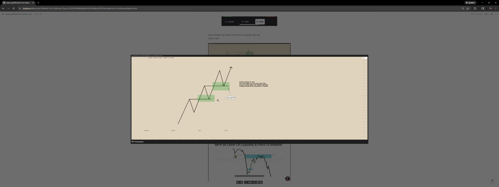The easiest way to spot it, just like in the other example I showed where I got stopped out, is where you just have clear expansions and retracements. So there's only going to be one. It's going to be super easy to spot.